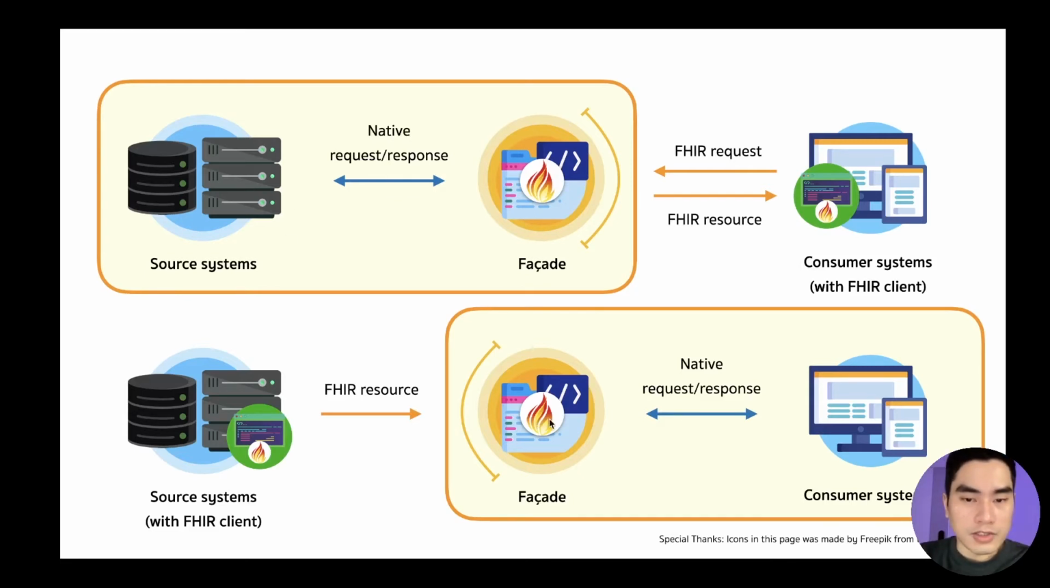If you put a facade at the consumer system, the one who initiates the transmission will be the source system. The source system will have a FHIR client installed, and the FHIR client will retrieve the data from the database and convert it to a FHIR resource to a facade here, and that facade will convert that resource into native data that the consumer system can understand. So this is how it works for the facade.